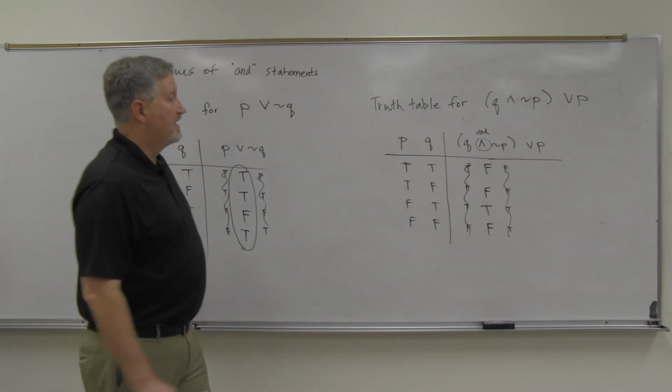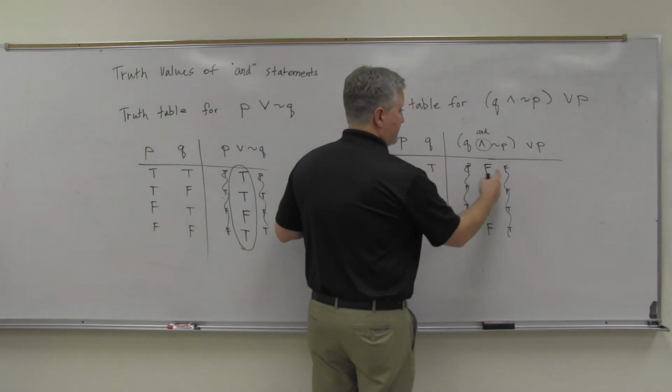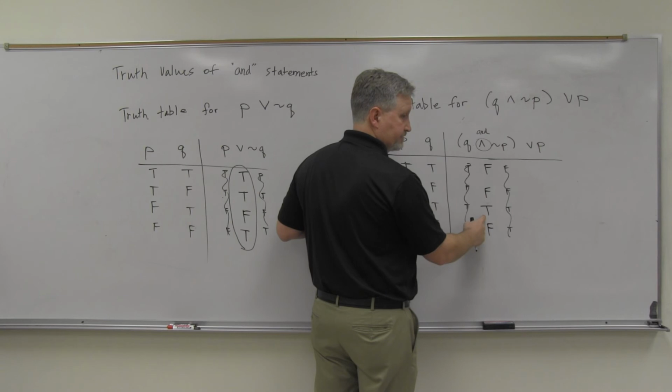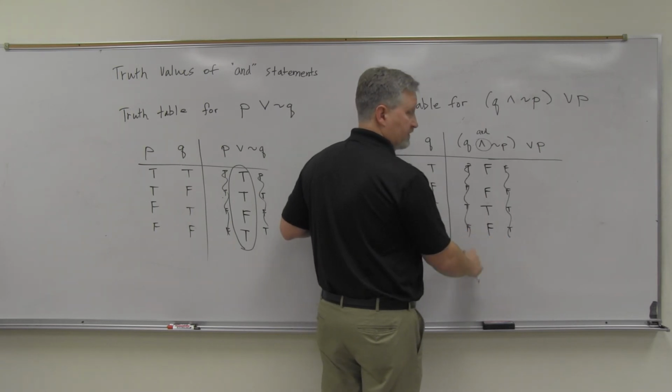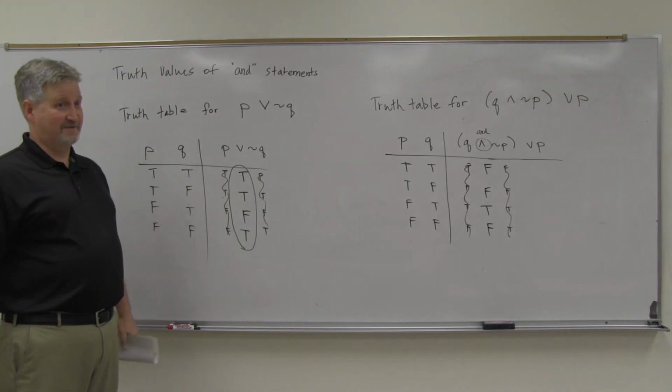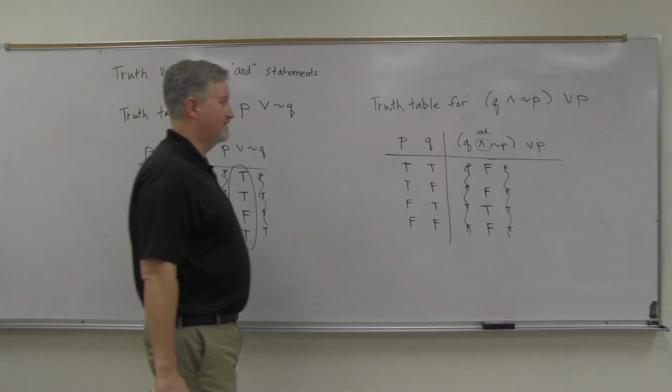Okay. All right, so then you've got true and false is false, because both of them have to be true for and to be true. False and false is false. True and true is true. And then false and true is false. Like I said, these are going to be posted, so if you missed something, go back to it.